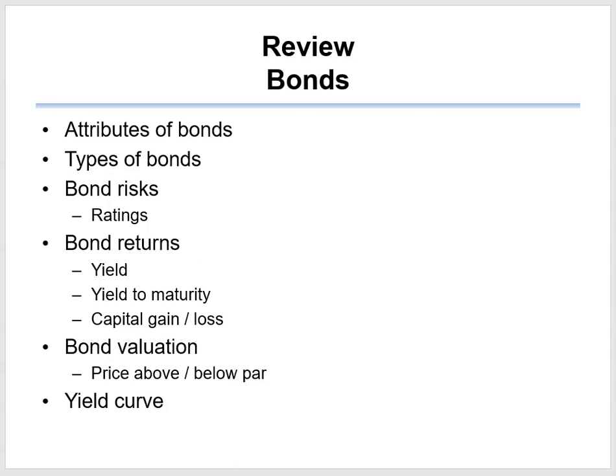We now turn to the exciting world of bonds and equities. Bonds, also known as fixed income. Bonds have three attributes. To define a bond, remember a bond is simply an IOU.